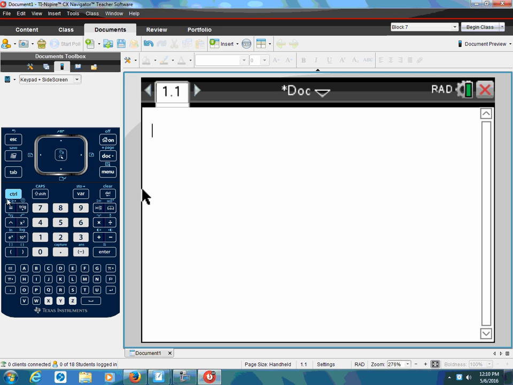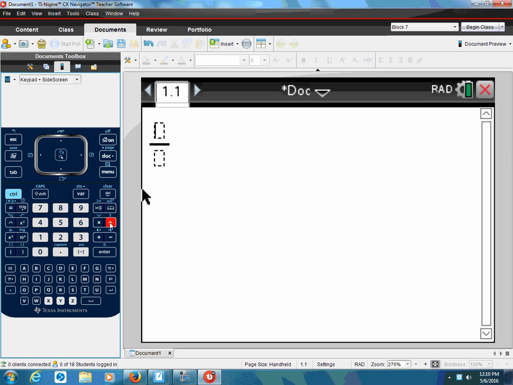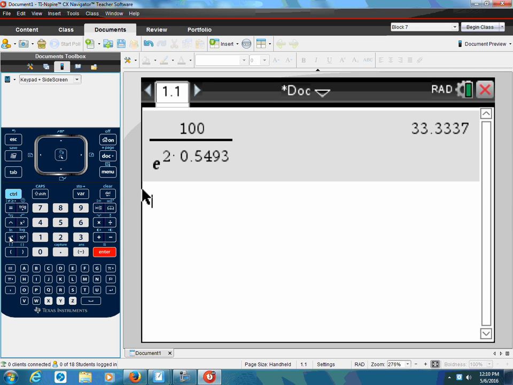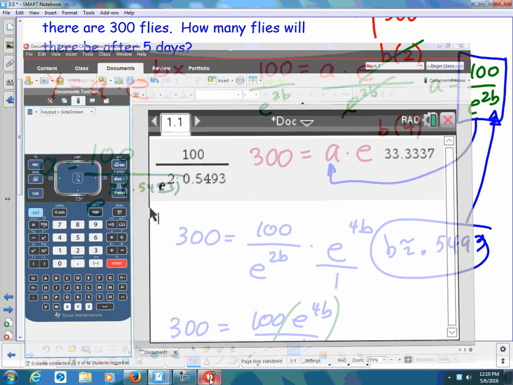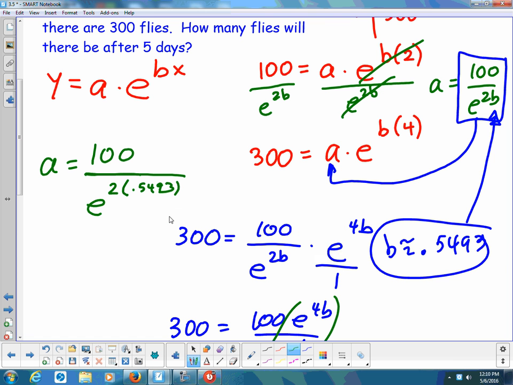So I want 100 over e to the 2 times 0.5493. You getting 33.33, something like that? Okay, so if A is equal to 33.33 and B is equal to 0.5493, I think finally we have our model, right?